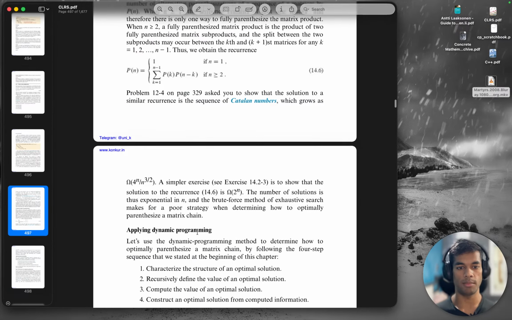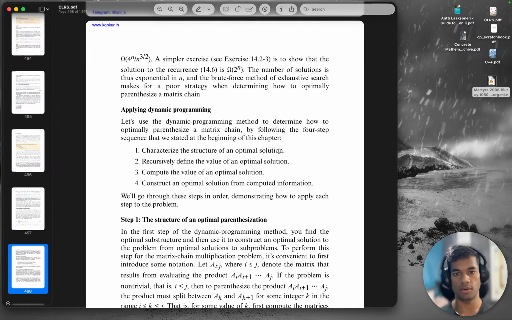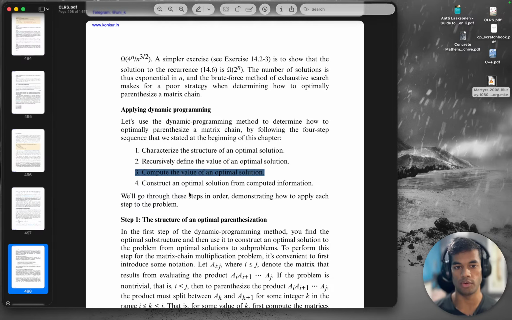Therefore, we need an optimal dynamic programming approach, which involves 4 steps. Characterize the structure of an optimal solution, write how an optimal solution would look like, recursively define the value of an optimal solution. That is, if you have optimal solutions to smaller subproblems, then how you could leverage that fact and find the answer to a bigger problem. Then compute the value of an optimal solution. You are just computing the value of an optimal solution and not the optimal solution itself.